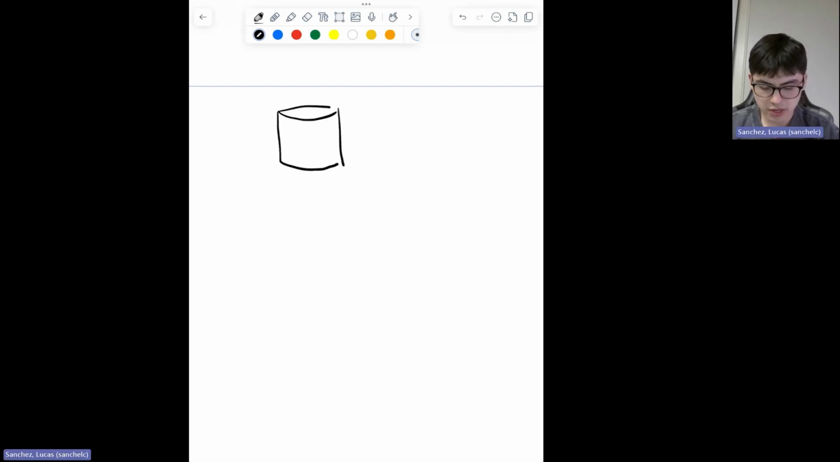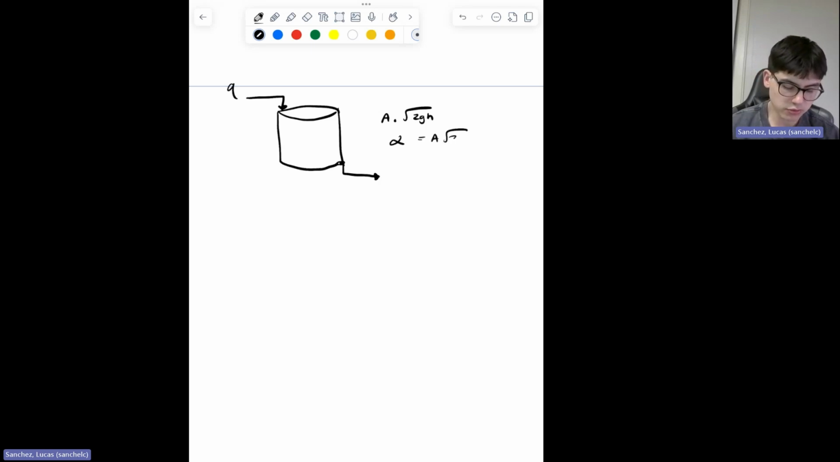We have the tank here. We have some flow rate Q coming in. We have this hole at the bottom here. Out comes some flow rate. And we know that the flow rate out is A times the square root of 2gh. For our terms, we're going to simplify this as alpha, where alpha is equal to A times the square root of 2g. So the flow rate out will be equal to alpha times h to the 1/2.